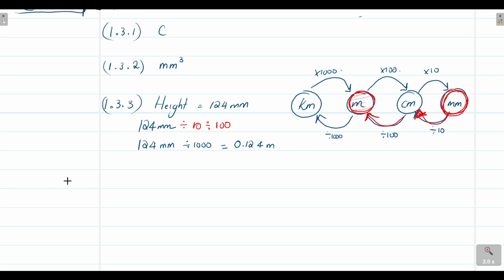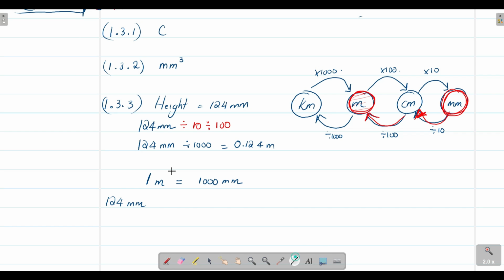Okay, another way that we can look at how you can convert from millimeters into meters, right? You can just think of it this way. How many millimeters do I have in 1 meter? So I can say 1 meter is equal to 1,000 millimeters. Okay, right? So then I'm gonna take that 124 millimeters. I'm gonna use this equation that I've written down here, and use that to help me convert these 124 millimeters into meters.